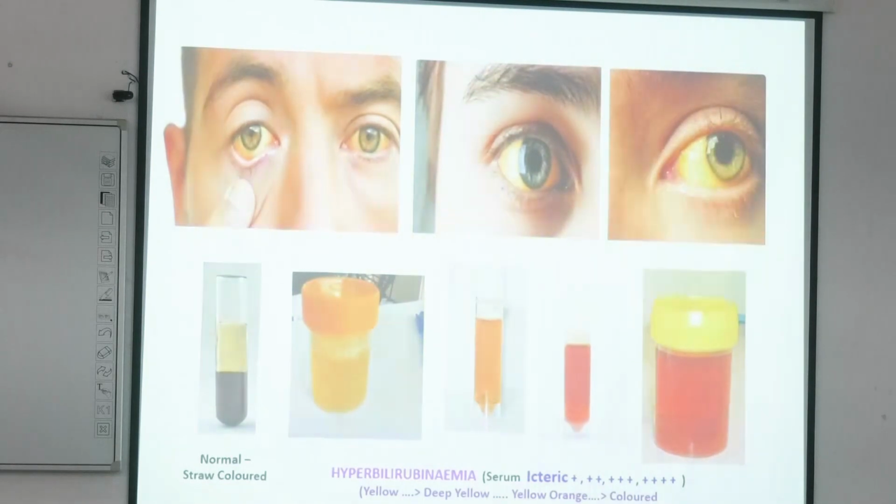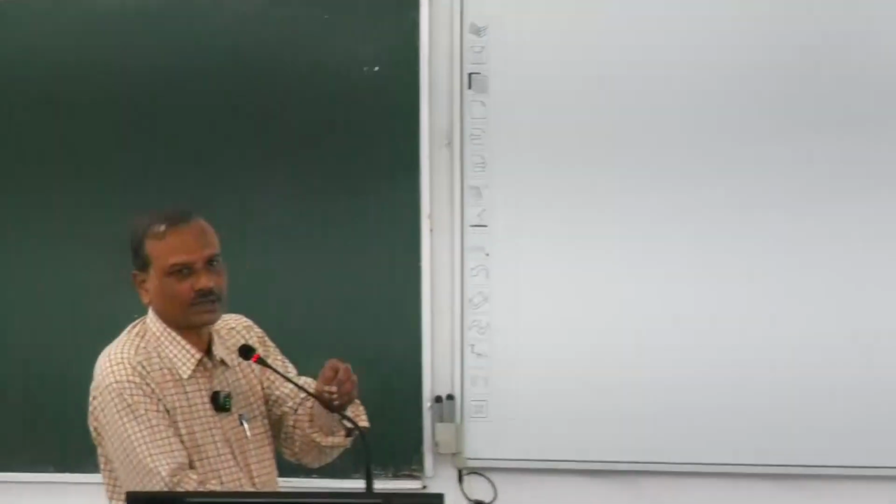Now normally the color of the serum, if you centrifuge, if you take blood and add anticoagulant or if you allow the blood to settle down, then the normal color of the serum will be like this.